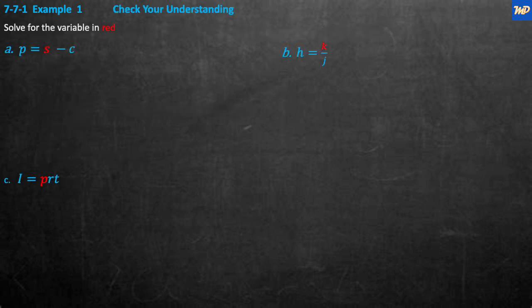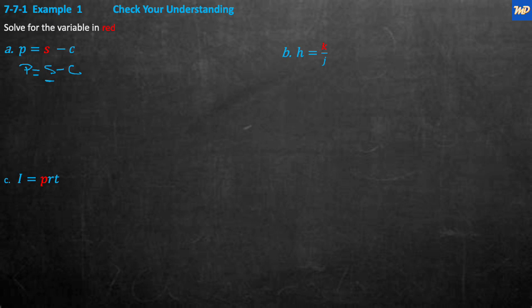So under check your understanding, we have 3 different formulas here. Let's try a few of them. Solve for the variable in red. So in the first one, A here, we have P equals S minus C. And they want us to solve for S. So that means it's going to be S equals something.